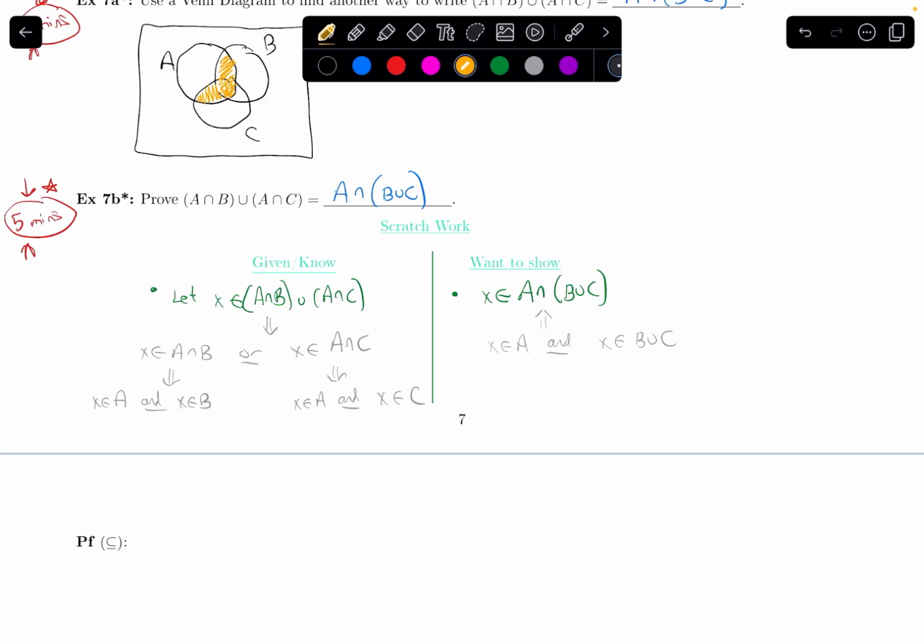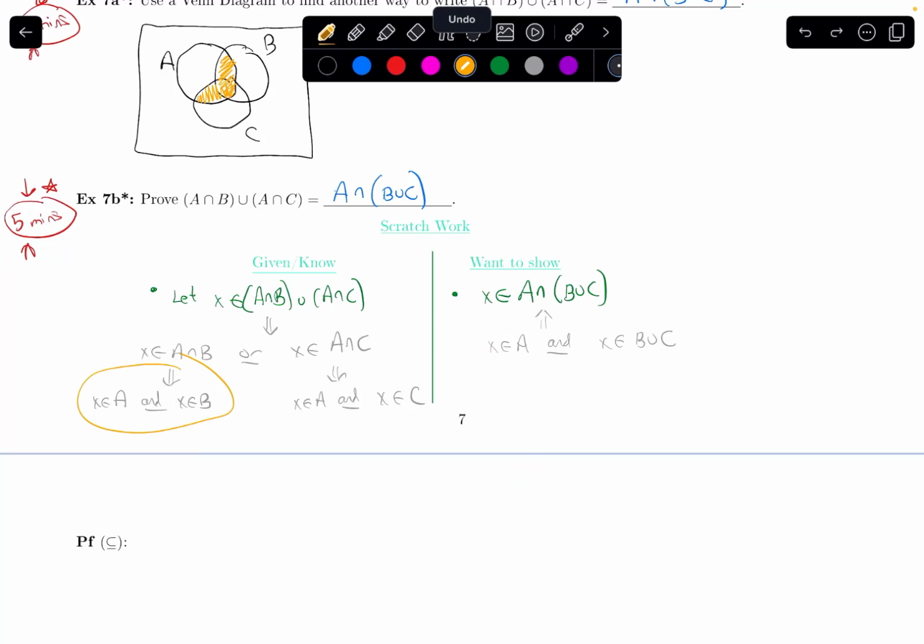Well, in the first case, the fact that X is in A takes care of the first part. The fact that X is in B, well, if X is in B, it's definitely in the union of B and C, because the union of B and C is typically bigger than just B is. Because to be in the union, it means I'm in B or I'm in C. Okay, so nice. So this first case will lead me to both parts of this.